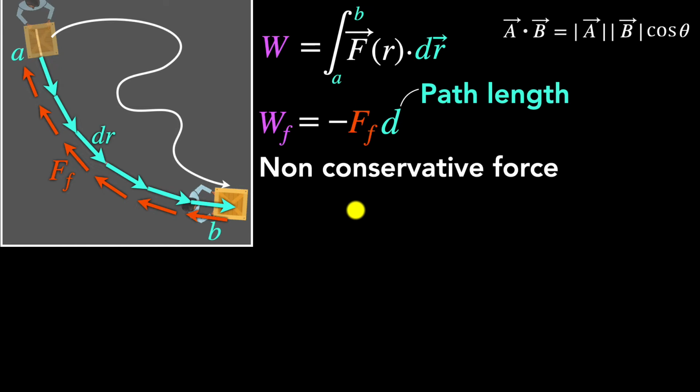Alright, now let's consider some questions. First of all, why do we care whether the work done by a force depends on the path or not? And secondly, why do we use the term conservative? Where does that term come from?